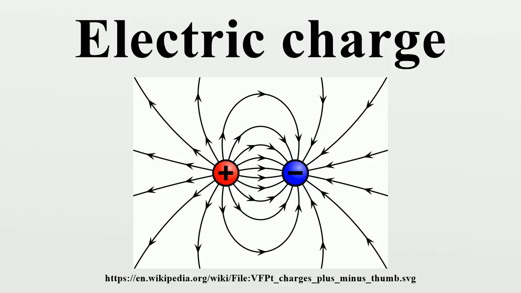20th-century experiments demonstrated that electric charge is quantized, that is, it comes in integer multiples of individual small units called the elementary charge, e, approximately equal to 1.602 times 10⁻¹⁹ coulombs. The proton has a charge of plus e, and the electron has a charge of minus e. The study of charged particles, and how their interactions are mediated by photons, is called quantum electrodynamics.